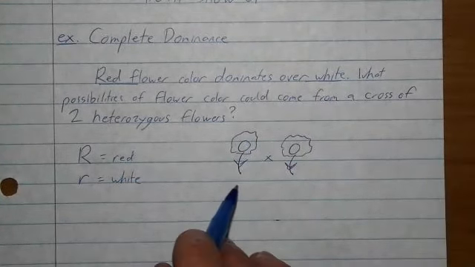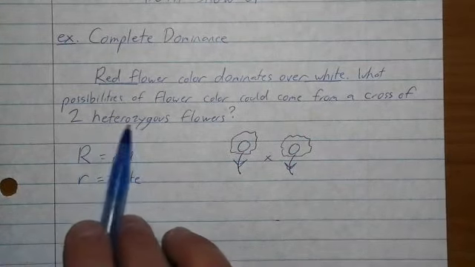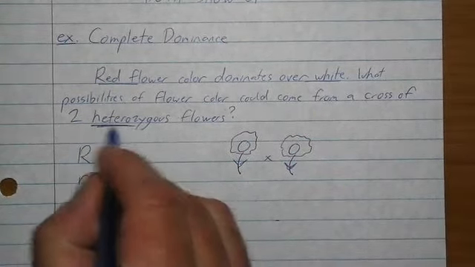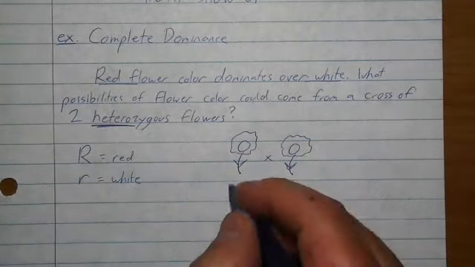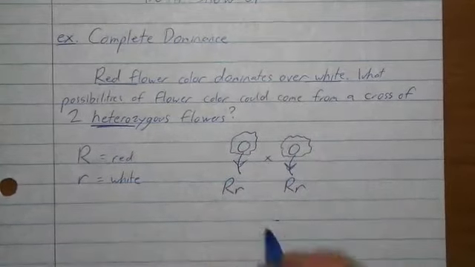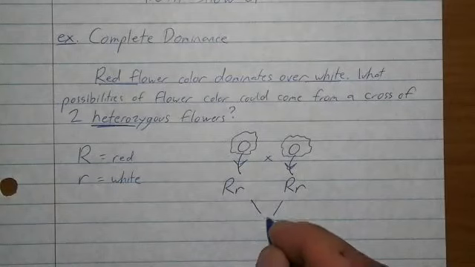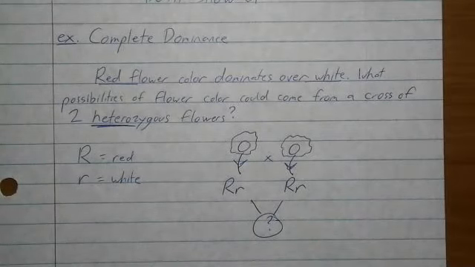Okay, so what do I know about their genotypes or their letters? So I go back to the problem. What do I know? They're two heterozygous. Remember, hetero means different. So you got to have one of each. So one capital, one lowercase. One capital, one lowercase. And what am I trying to figure out? What are the possibilities? Okay, so we're going to make flower children. I don't know what the possibilities are.